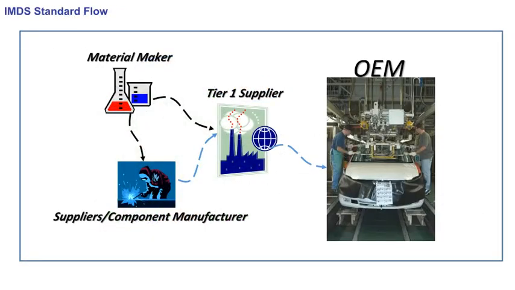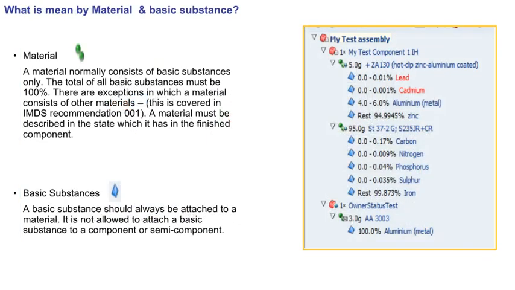Here is the IMDS standard flow: material maker to supplier Tier 2 to Tier 1 to OEM, original equipment manufacturer. What is meant by material and basic substance? A material normally consists of basic substances only. The total of all basic substances must be 100%. A material must be described in the state which it has in the finished component. A basic substance should always be attached to a material. It is not allowed to attach a basic substance to a component or semi-component.